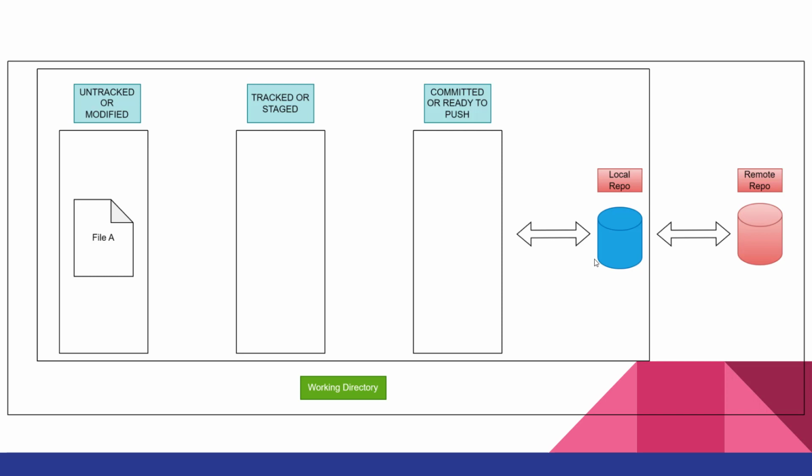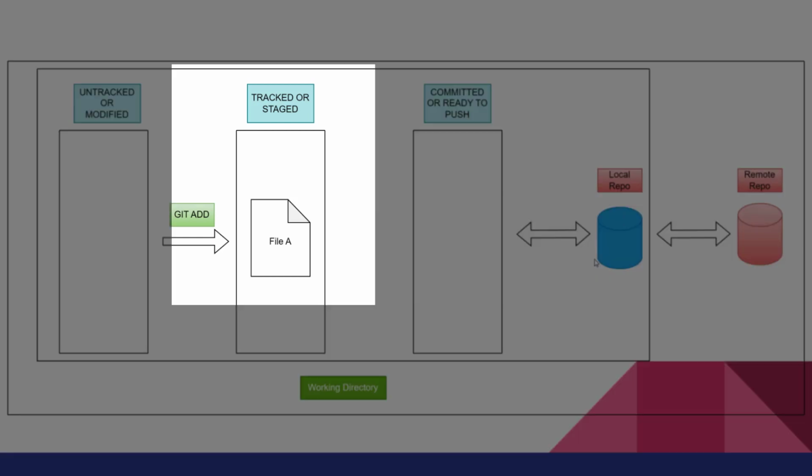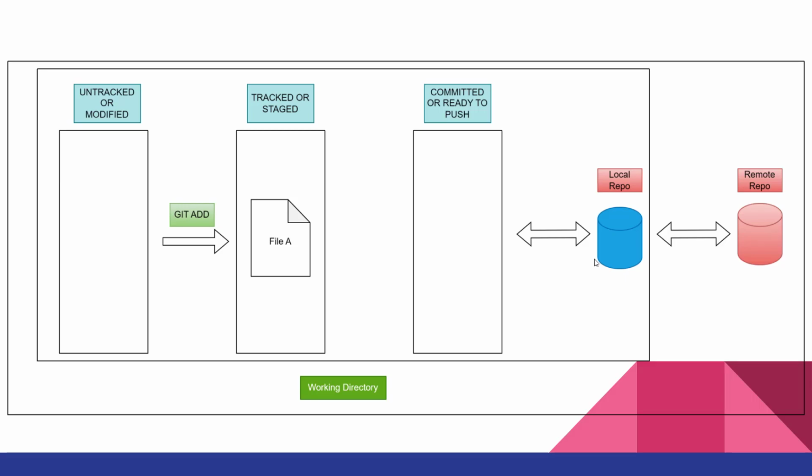But Git will let us know that we have some files which are untracked. So the basic idea is, whenever we add a new file, initially that file will be in the untracked stage. For that we need to use the git add command. After using the git add command, file A will be in the tracked stage, and we can also call it the staged area. And now Git will start tracking any modification made to this file.